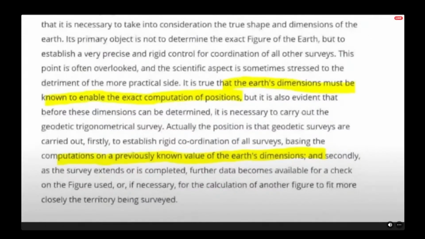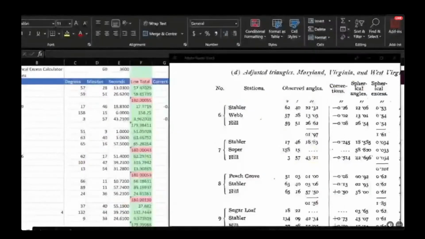Jeez. The position is that geodetic surveys are carried out to establish rigid coordination of all other surveys based on computations on previously known values of the Earth's dimensions. So essentially, they have mathematically forged sphericity, and now they're going to go measure that sphericity using the same calculations. Let's see if that's what they're actually going to do. And we'll do that simply by adding up the measurements that they took. Right, so a quick tutorial on this. They're doing degrees, minutes, seconds.